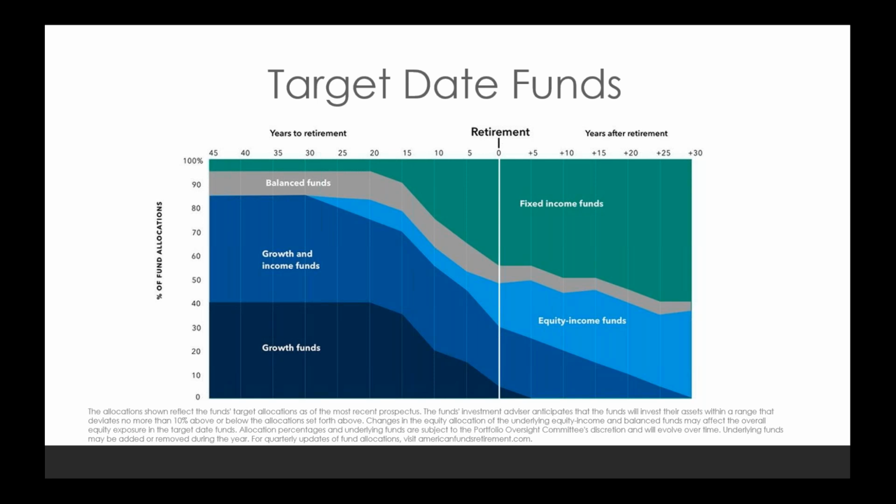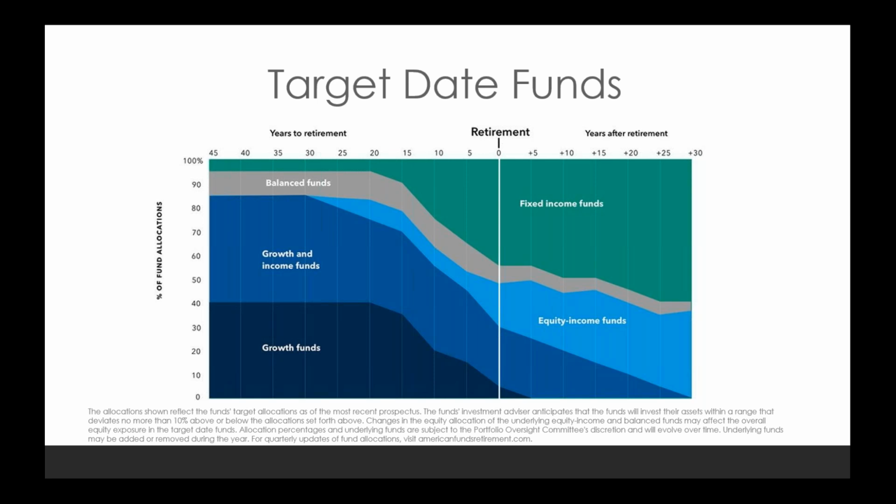Taking a look at the chart, which plots equities or stocks in blue, and it plots fixed income or bonds in green. Sticking with our example of an individual targeting a retirement year of 2045, we can see that now, while they are farther from retirement, they are more heavily weighted towards stocks. However, as they get closer to retirement, the allocation begins to shift towards bonds.